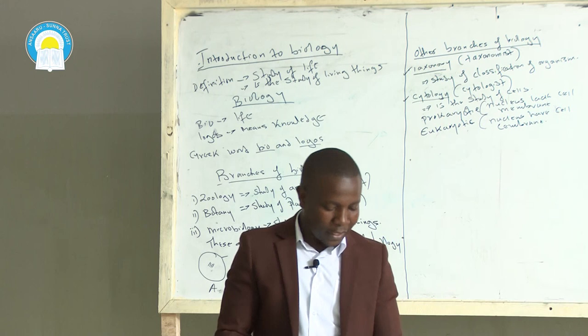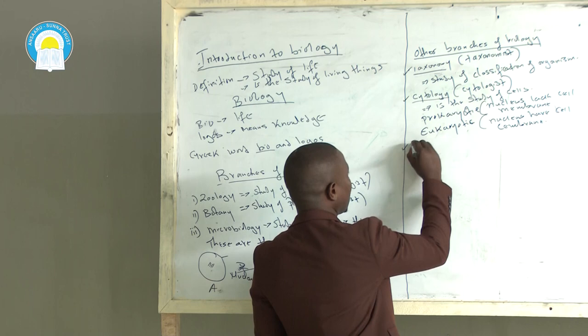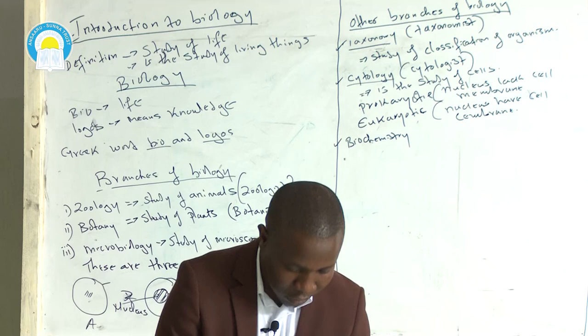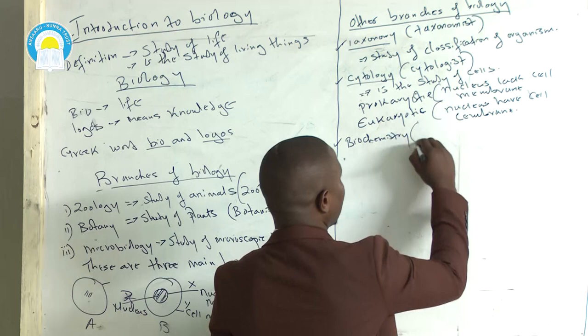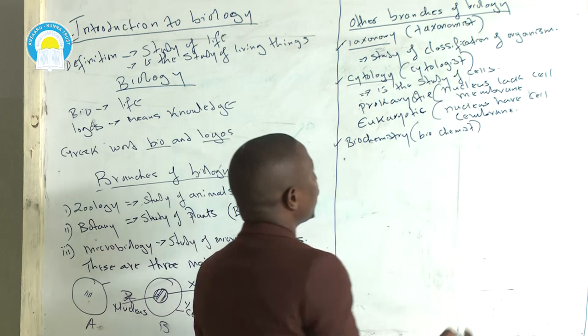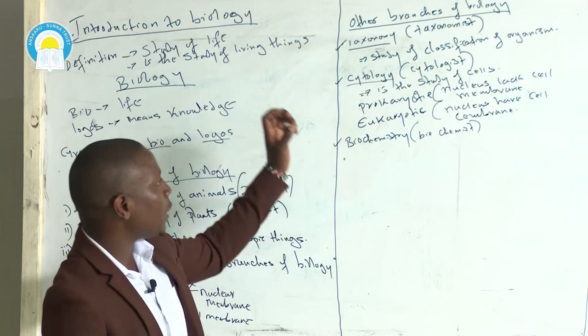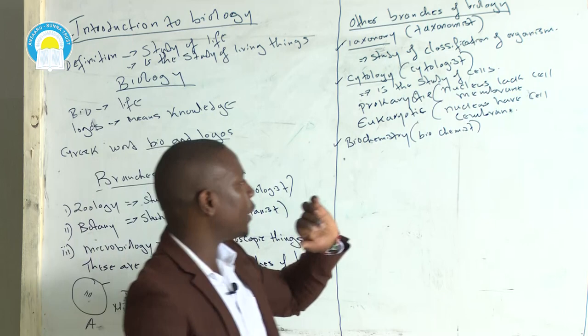Number three, we have biochemistry. And the person who studies biochemistry is called a biochemist. So the third one of the other branches of biology is biochemistry, and the person who studies biochemistry is called a biochemist.